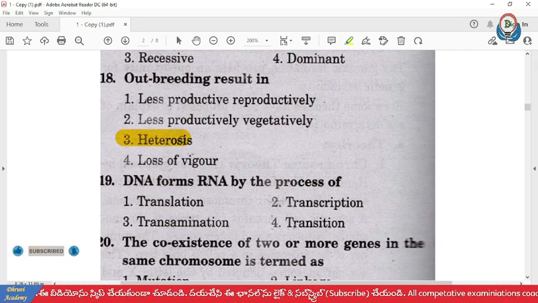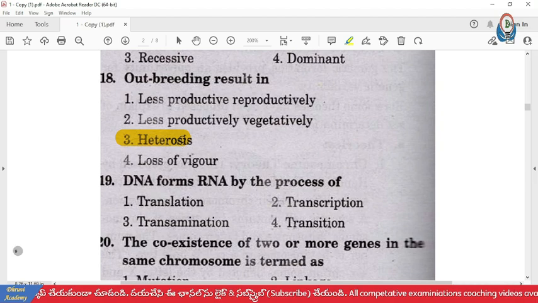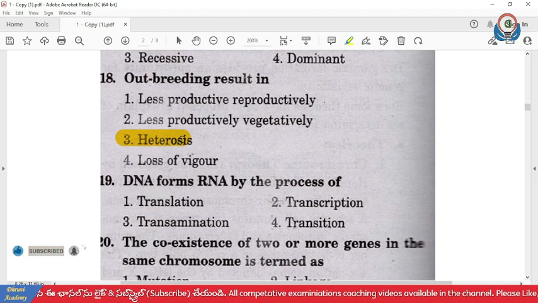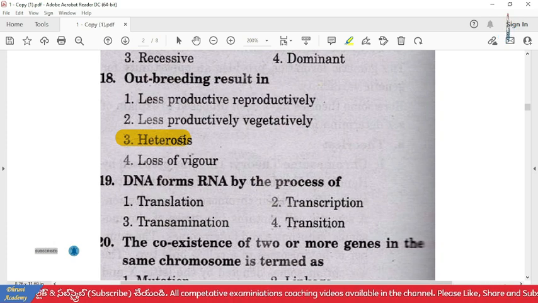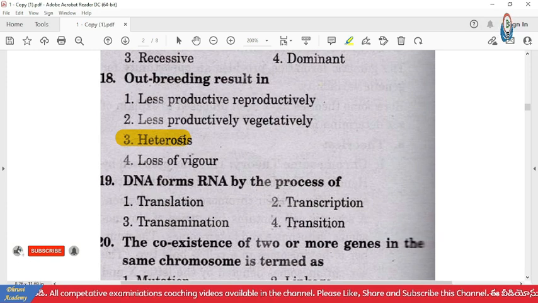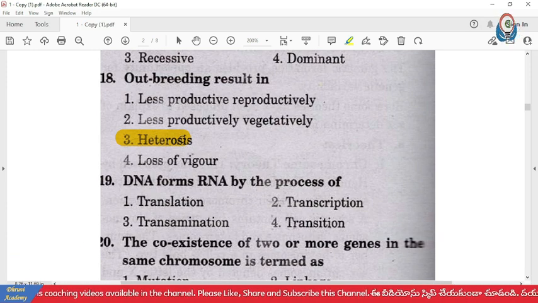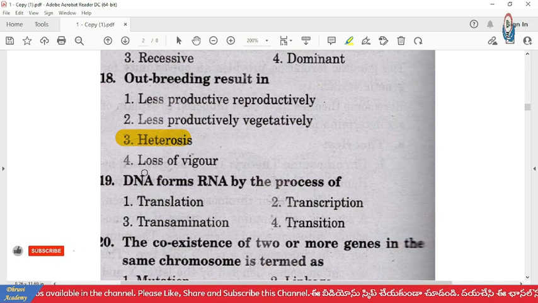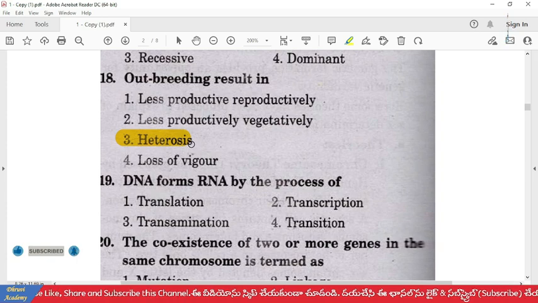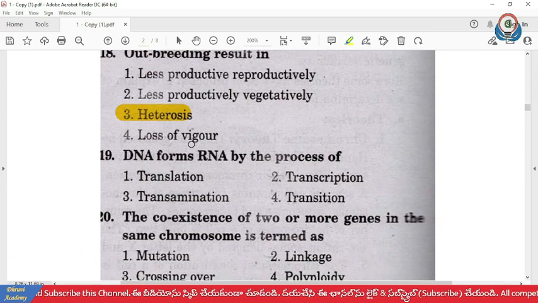The phenomenon in which the progeny have a superior character when compared with the parents. When compared with the parents, the progenies have the superior character. That is the result of outbreeding, heterosis. When they have a superior character than the parents, it is called heterosis.